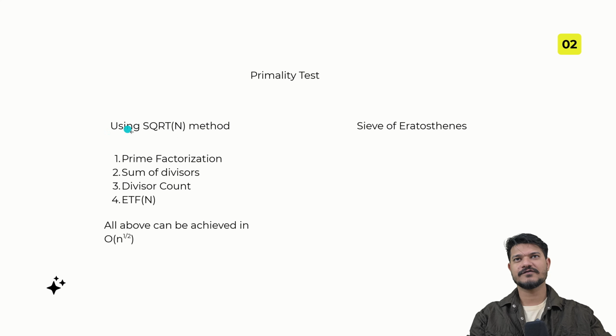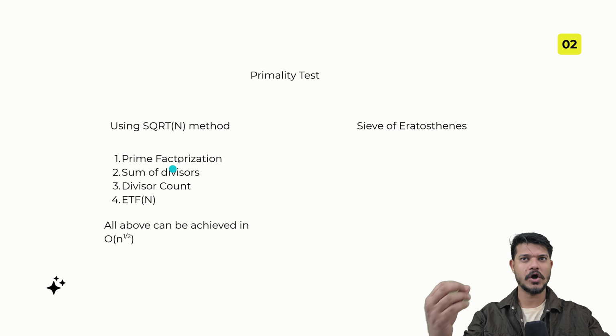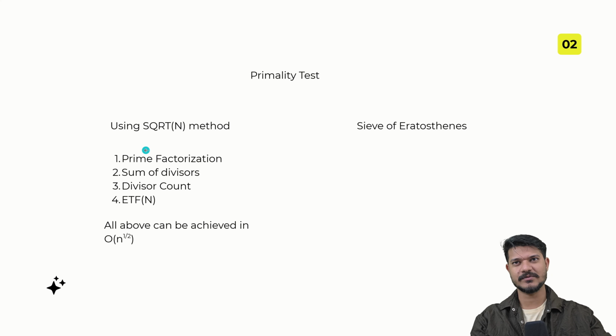Now for this method, once you have learned that, the same algorithm, almost the same code with very little changes, can be utilized to find the prime factorization of a given number, the sum of the divisors of a given number, the divisor count of that number, and Euler's totient function. You can evaluate ETF of n. All of this you can do in square root of n time. So you are learning one thing, and then by making a little bit of change in that code, you will be able to evaluate all of these in square root of n time.